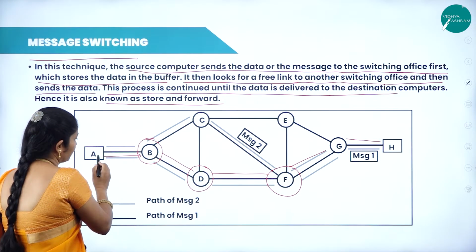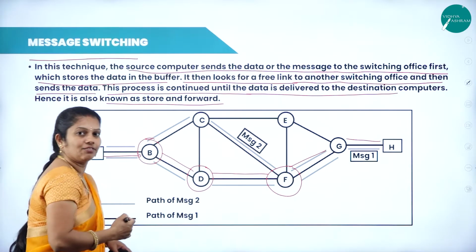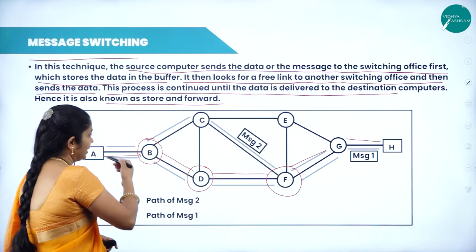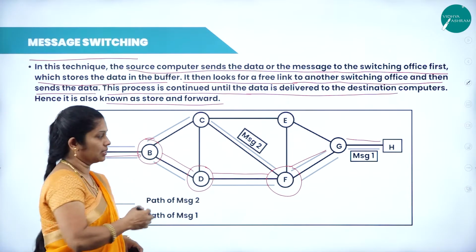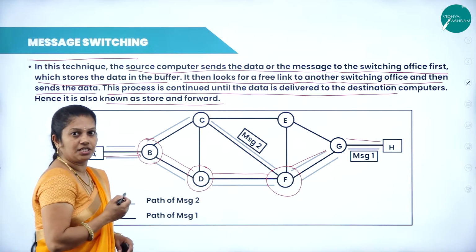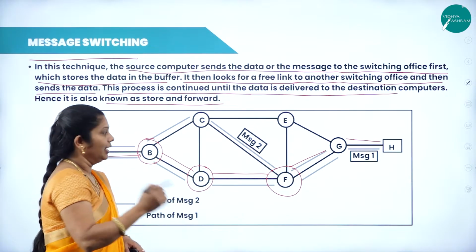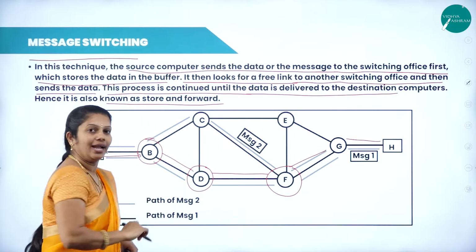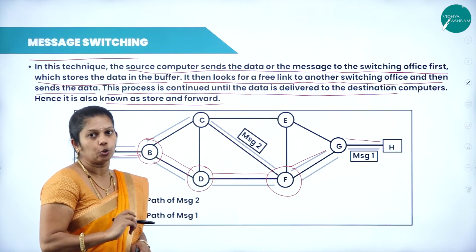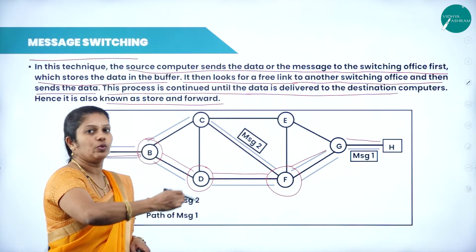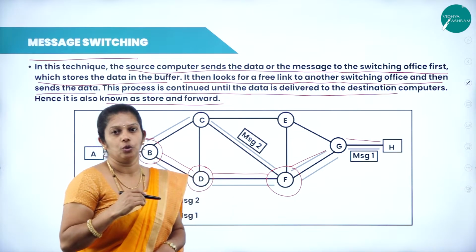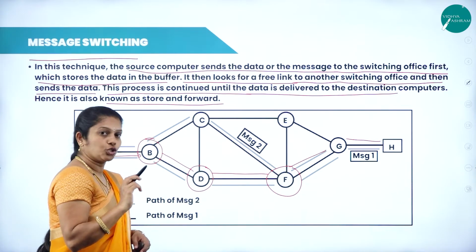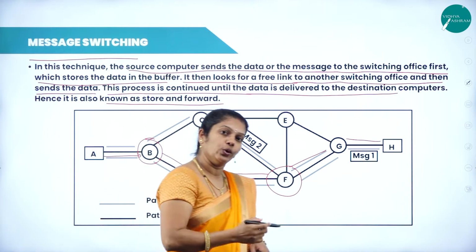First, once it reaches from A to B, it will check the destination address, because the data has both a source address as well as a destination address. If it does not match, then it stores a copy of the data and moves to the next nearest node. Like that, this process continues until it reaches the destination node. That's why it is called the store and forward technique.